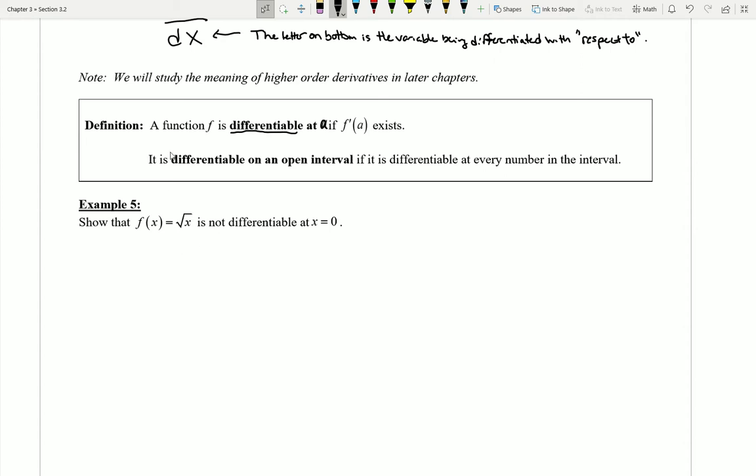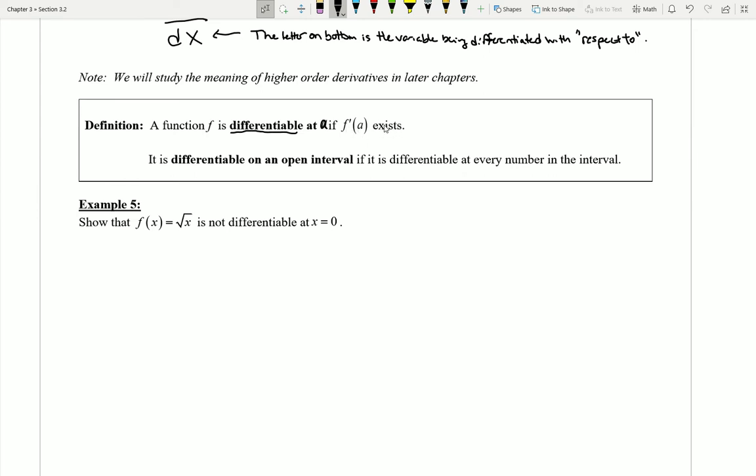We could also say that a function is differentiable on an open interval if it's differentiable at every number inside of an interval. So I could say a function is differentiable from 6 to 7. And that would just mean that for every number in that range, I can always plug those numbers into the derivative and get a result.